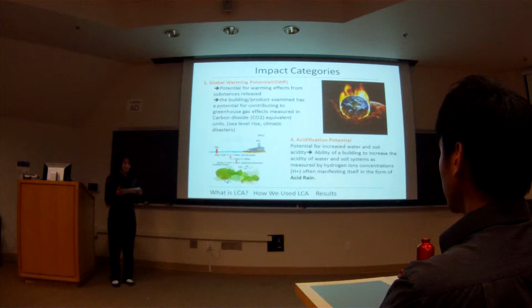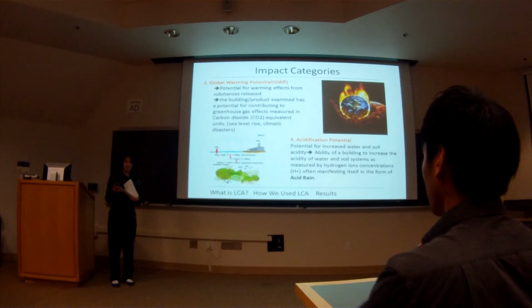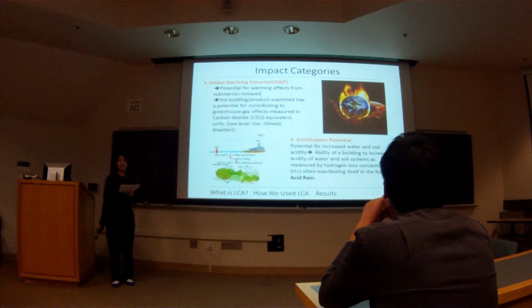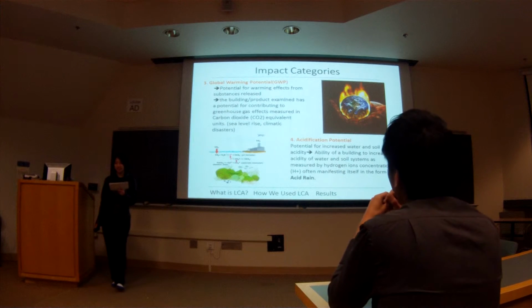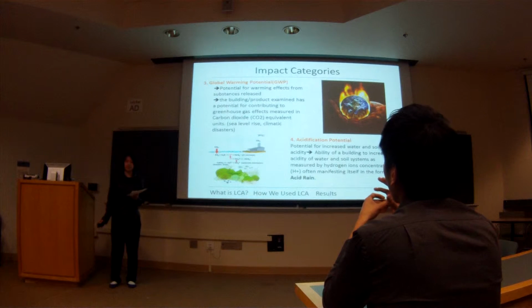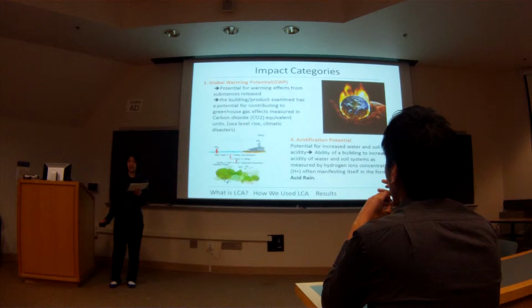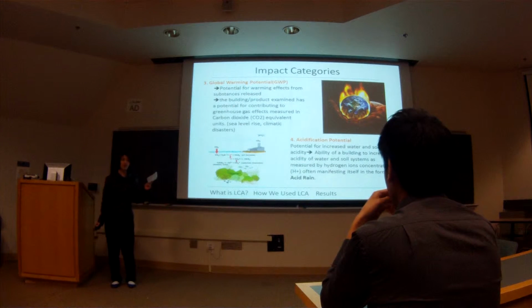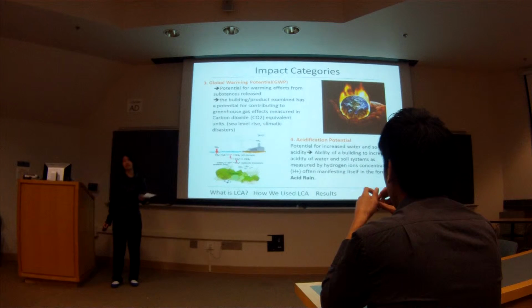The fourth category we have, bear with me here, is acidification potential, which illustrates the ability to increase the amount of acidity in water, soil, and air. So this can have impacts to aquatic life, as it can mess with the pH in the water.